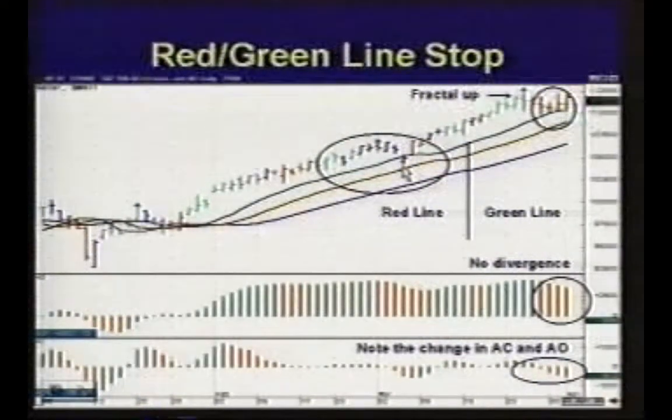The market pulled back, and the price bars pulled down and closed below the green line, but they did not close below the red line. At this point, you've been really happy with the red line stop. Then here, notice you're starting to have some divergence.